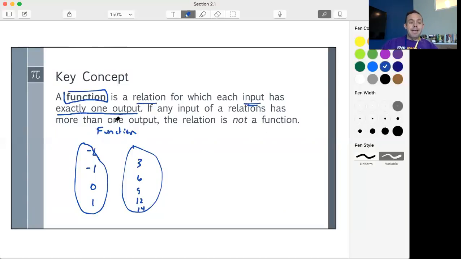Every input has exactly one output. So -2 only goes to 3. -1 only goes to 6. 0 only goes to 9. And then 1 only goes to 12. Each of these inputs have one arrow going out. Now, let's take a look at not a function.